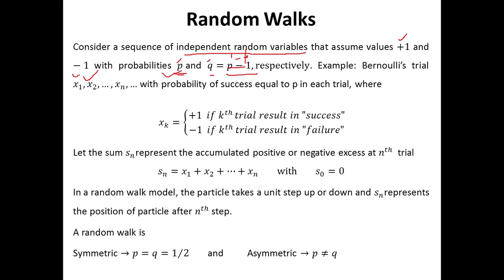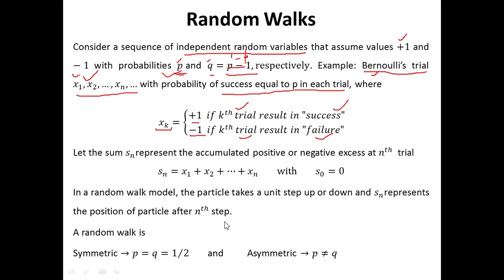So since it is depending upon the probability of success and failure, we can easily model or understand it by using Bernoulli's trial. So let us consider the Bernoulli's trial x1, x2, up to xn with probability of success equals to P in each trial. So at kth time or after kth trial, let us say we represent the random variable by xk. So xk will become equals to +1 if kth trial results into success. Xk will become equals to -1 if kth trial results in failure.